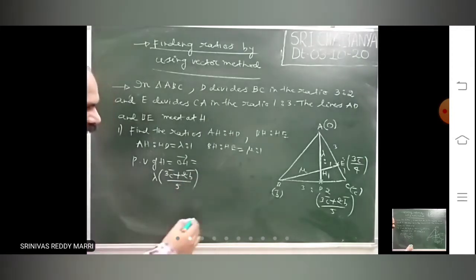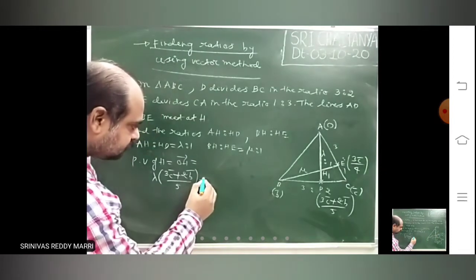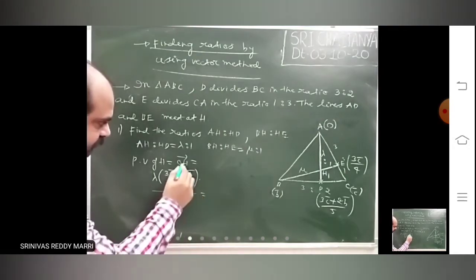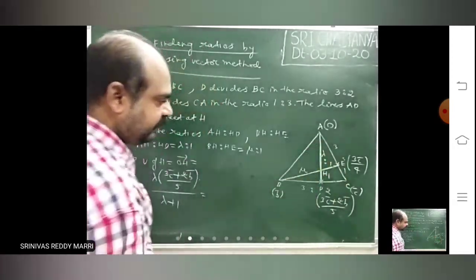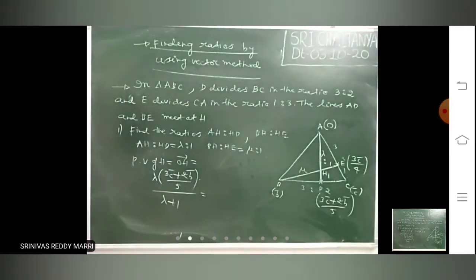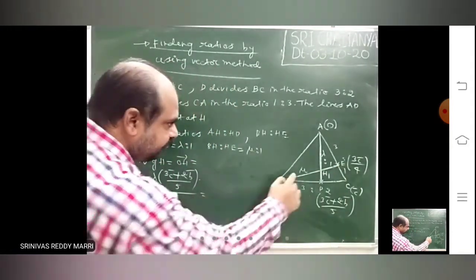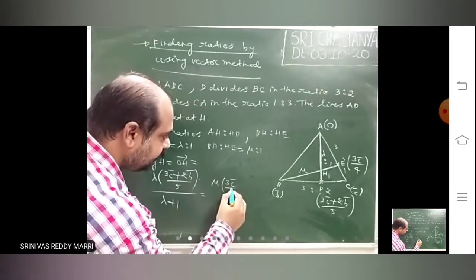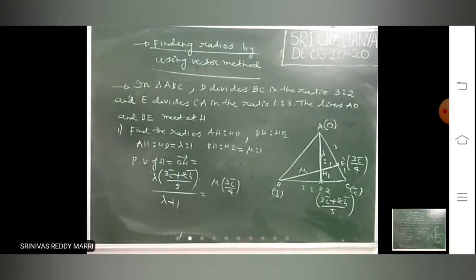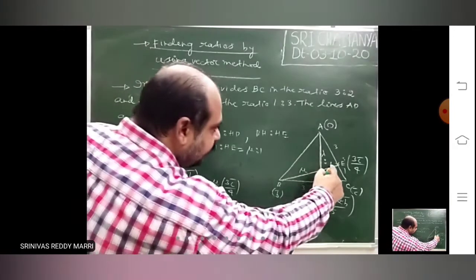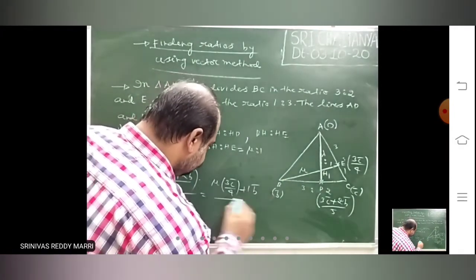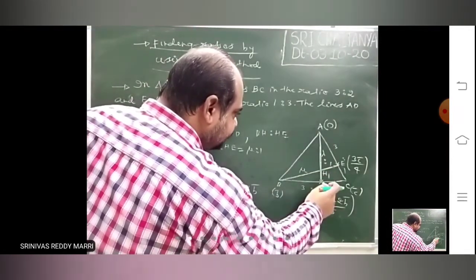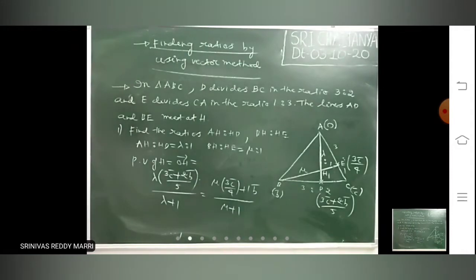Lambda into this vector plus 1 into 0. So 1 into 0 means 0, divided by lambda plus 1. So this is from this line, the position vector I have written. From this line BE also you can write, that is nothing but mu into 3C bar by 4 plus 1 into B bar, mu is to 1. So, as the common point is there, from this line segment you write in the ratio, from this line segment you write in the ratio.